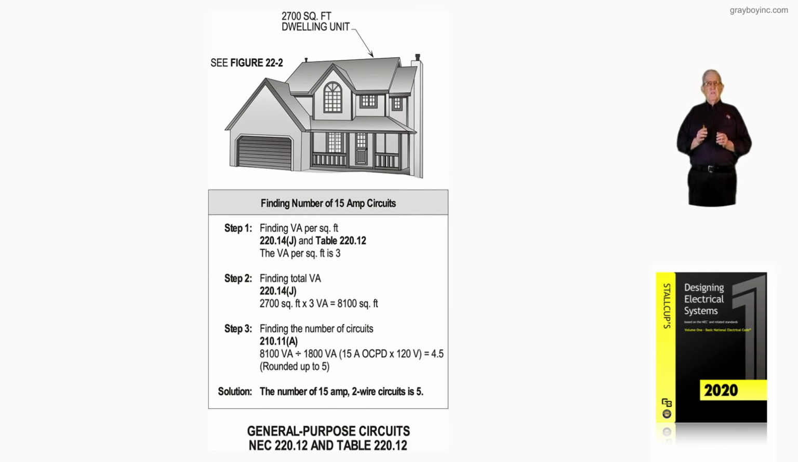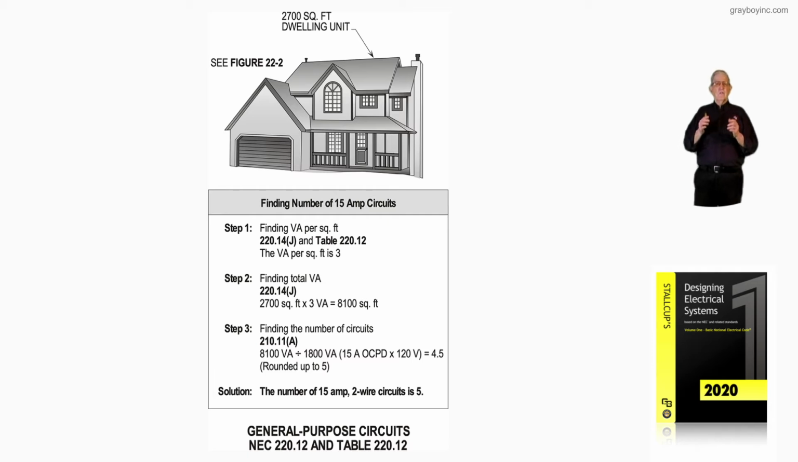So let's get on with it. We have a 2,700 square foot dwelling unit, and we reference that you should also see chapter 22-2 for more information if you wanted a little bit more detailed information on an entire calculation. But notice step 1. We reference 220.14(J), and we are instructed to use 3 VA per square foot for a dwelling unit.